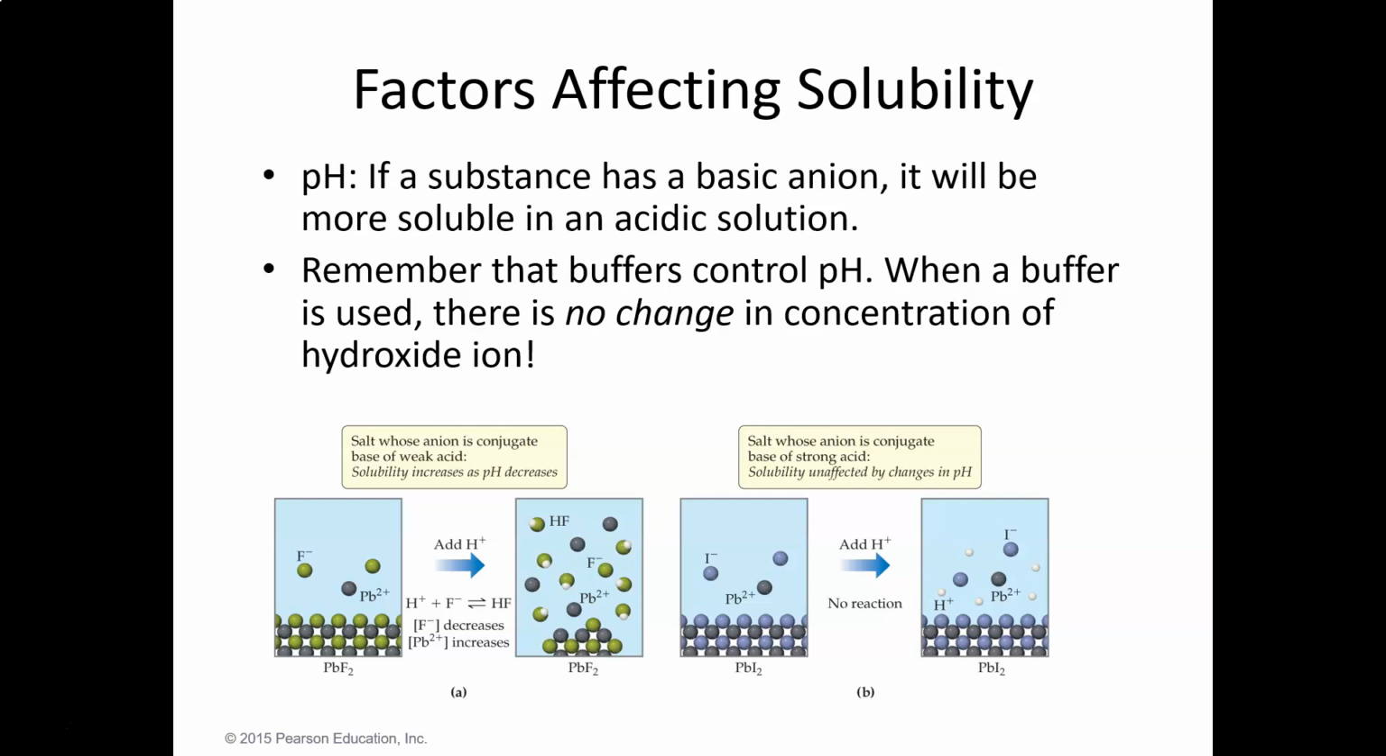Other ways, like we've said, we can control solubility by changing pH, provided that the ion is that of a weak acid or weak base and not negligible or a strong conjugate.